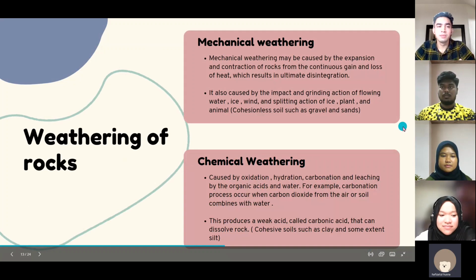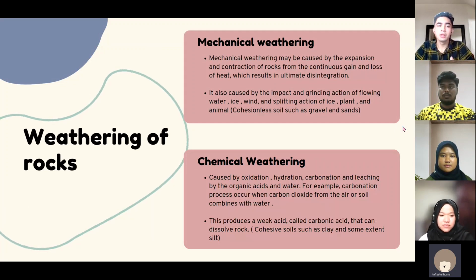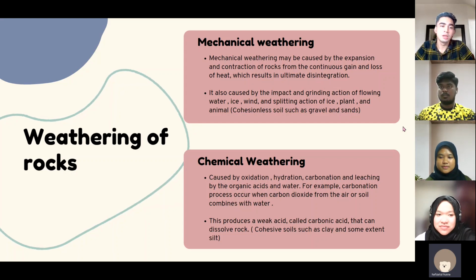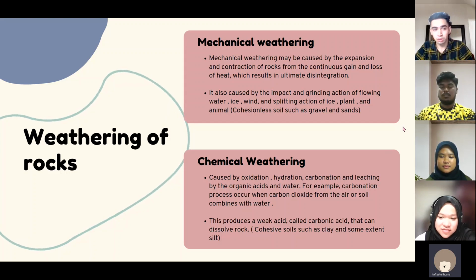The first is mechanical weathering, also known as physical weathering. According to the Geological Society, mechanical weathering is the breakdown of rocks into soil by forces of nature. This process is caused by changes in temperature, the effect of wind, rain, waves, and freezing. It is also caused by the impact and grinding actions of flowing water, ice, and wind, and the splitting actions of ice, plants, and animals.